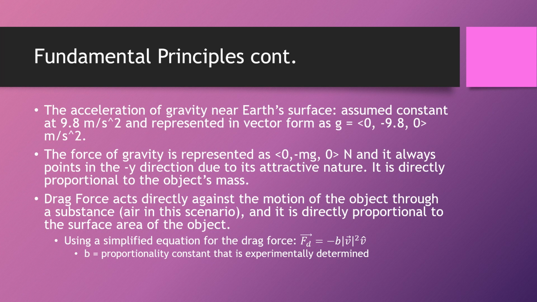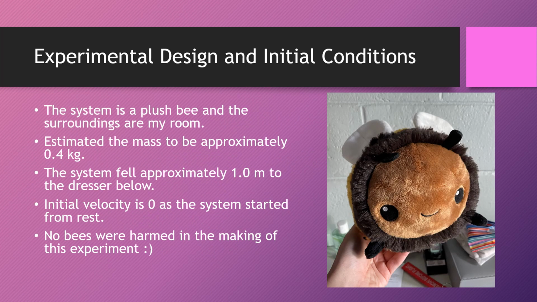For this lab, we'll be using a simplified equation for the drag force, where drag force equals negative b velocity squared times v hat. My system is a plush B, and the surroundings are my room. I estimated the mass of my system to be 0.4 kilograms, and it fell approximately 1 meter to the dresser below. The initial velocity is 0, as the system started from rest.